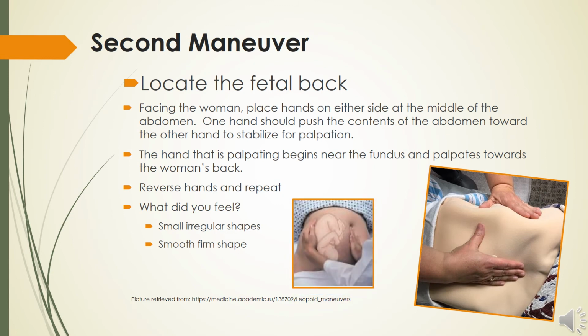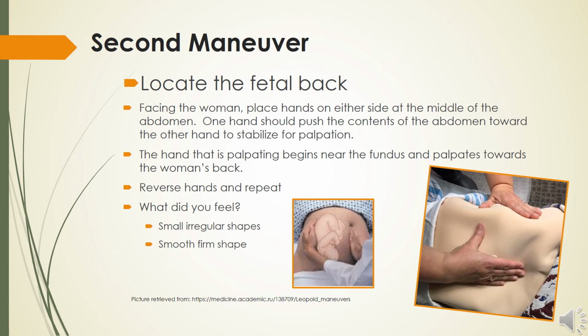For the second maneuver, we want to locate the fetal back. Facing the woman, place your hands on either side of her abdomen in the middle. One hand should push the contents of the abdomen toward the other hand to stabilize for palpation. The hand that is palpating begins near the fundus and palpates towards the woman's back. Continue this process downwards towards the woman's back. Once you've completed that side, reverse hands and repeat.